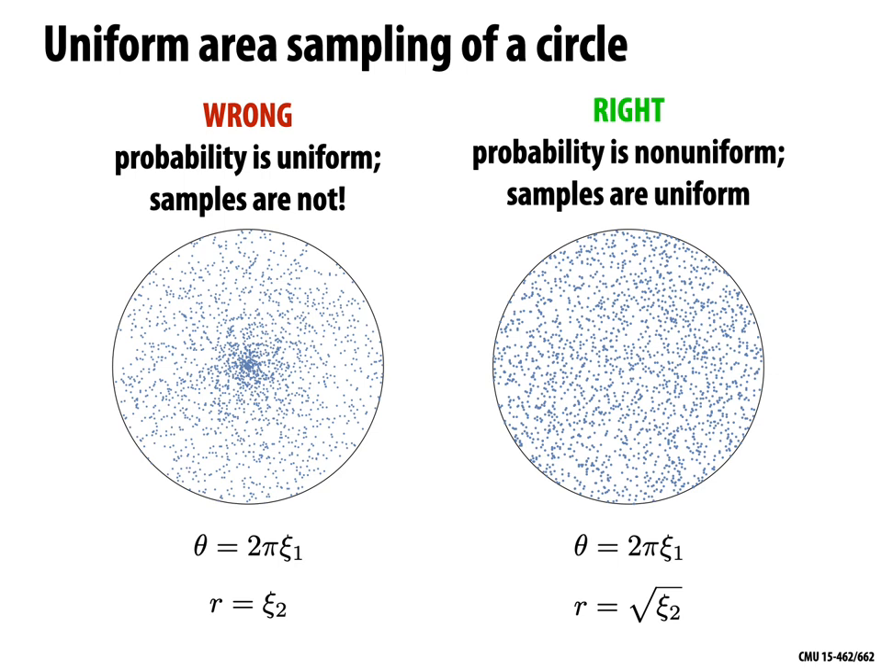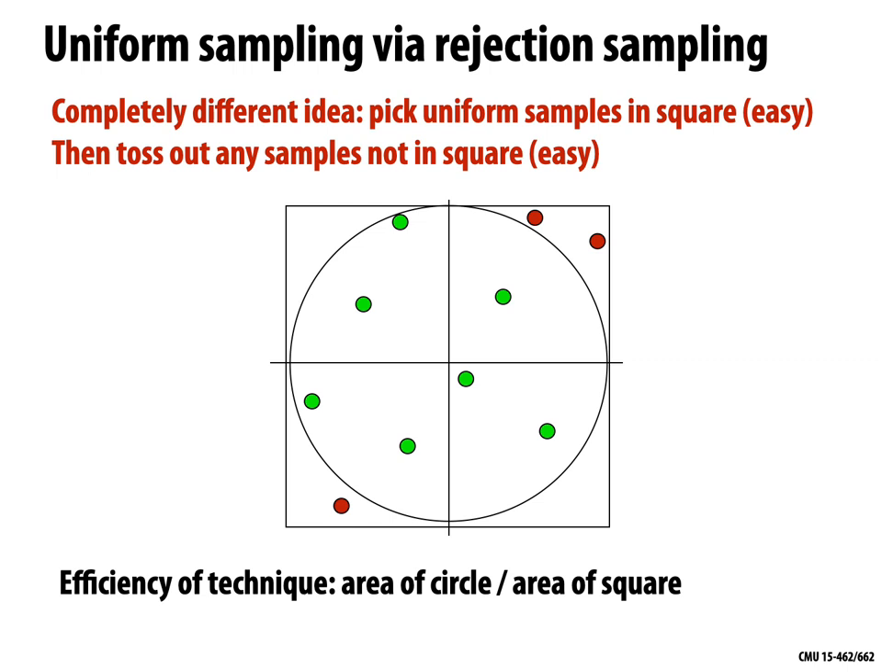Okay, so how else can we do it? What's another stupidly simple strategy that we could use to get uniformly sampled points inside the disk? Well, here's a completely different idea. We don't know how to pick points inside the disk uniformly, but something that's really easy to do is pick points uniformly inside a box. I just pick x coordinate between minus 1 and 1, y coordinate between minus 1 and 1. I can do that by just calling my random number generator twice and shifting the values around.